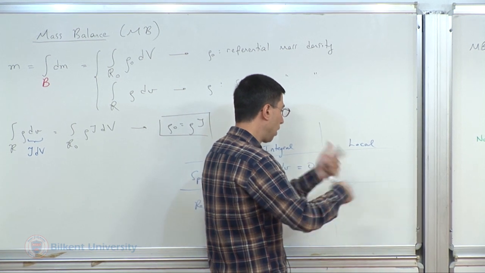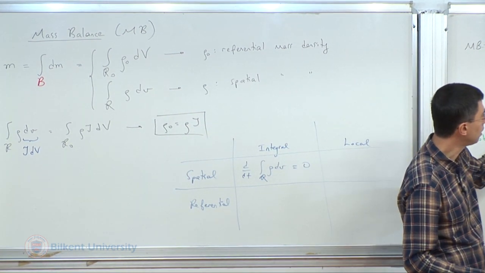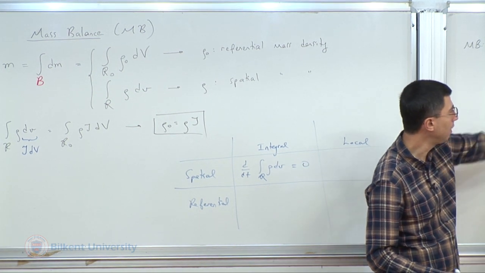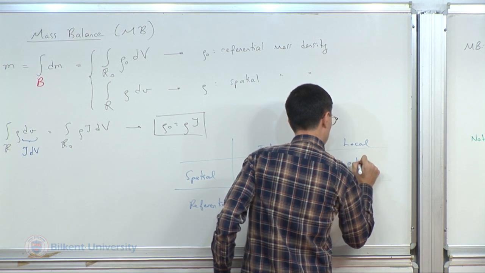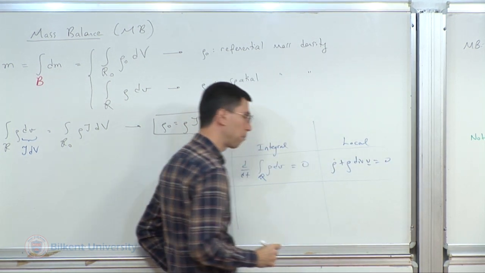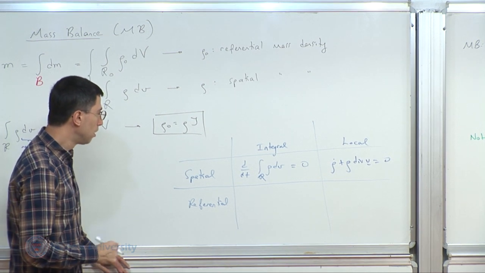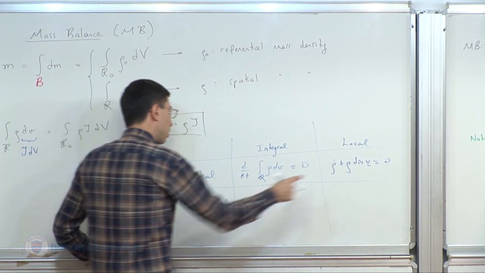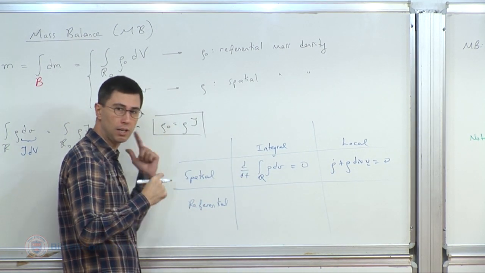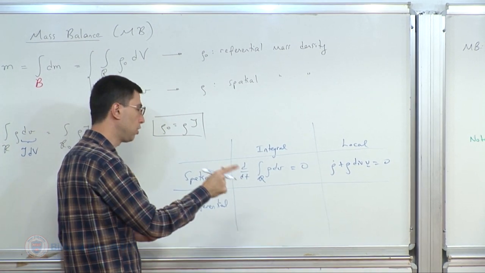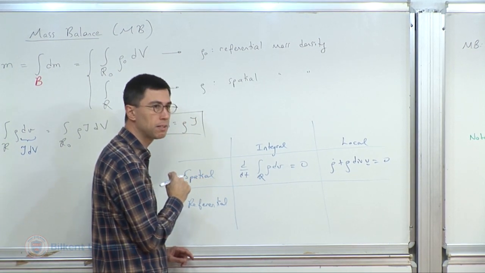You pull back, you carry out the operation, and then you switch back the domain of integration again to the current configuration and end up with a spatial expression. In this case, that's rho dot plus rho dv equals 0. Okay. Even if you forget this expression, deriving it, once you're competent with the concept and with the procedure with which we obtain the final form, it should take you like a minute.